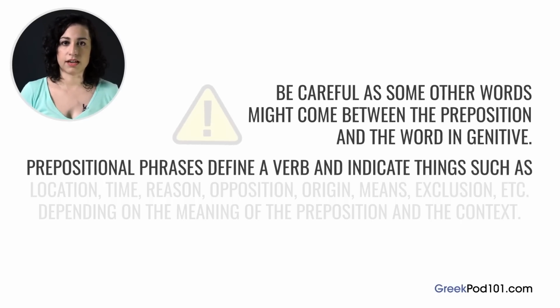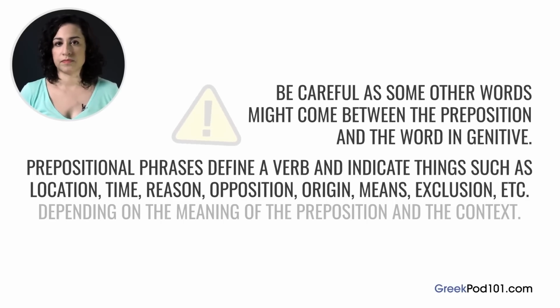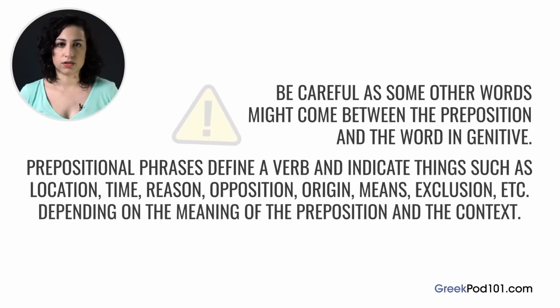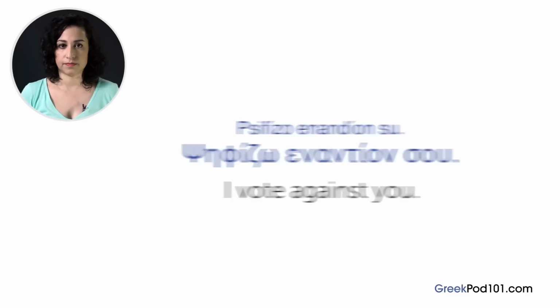Prepositional phrases define a verb and indicate things such as location, time, reason, opposition, origin, means, exclusion, etc., depending on the meaning of the preposition and the context. For example, ψηφίζω εναντίον σου. I vote against you. Here we are expressing opposition.